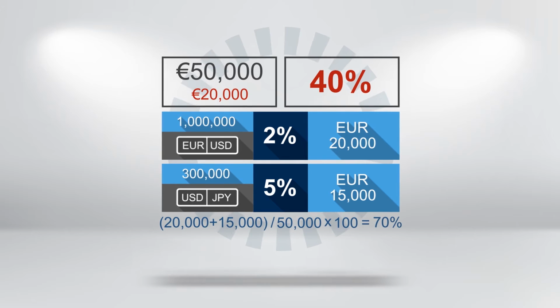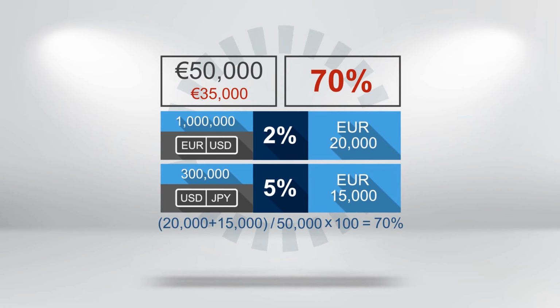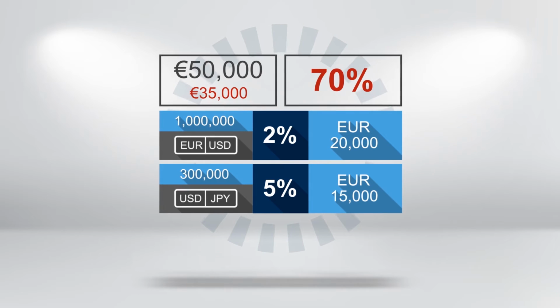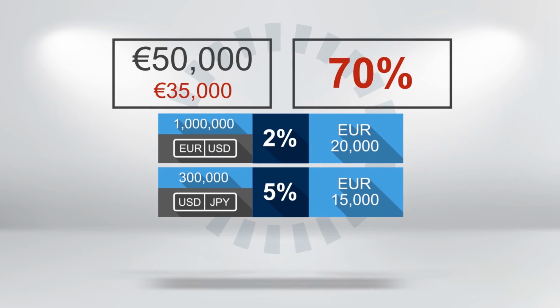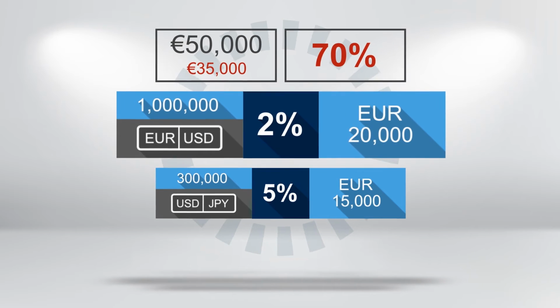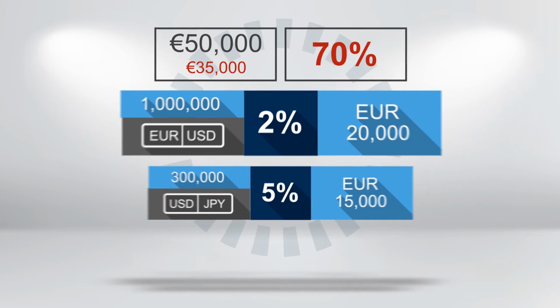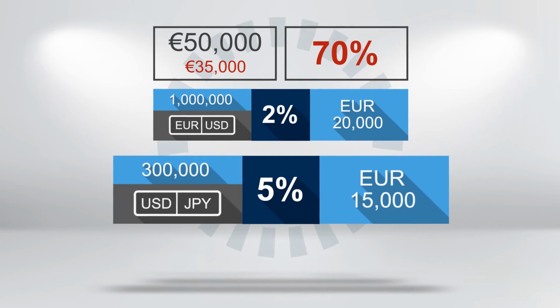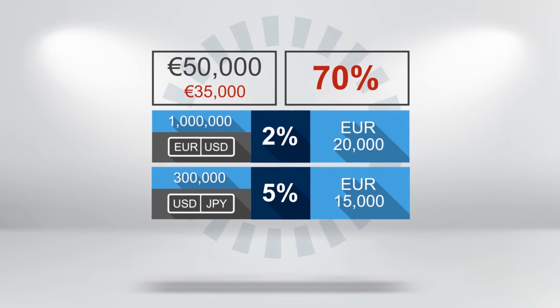So this simplified example demonstrates how each trade placed affects the available margin, meaning how much the trader has left to trade with. It's essential for a Forex trader to understand how this works and to monitor their account and positions closely.